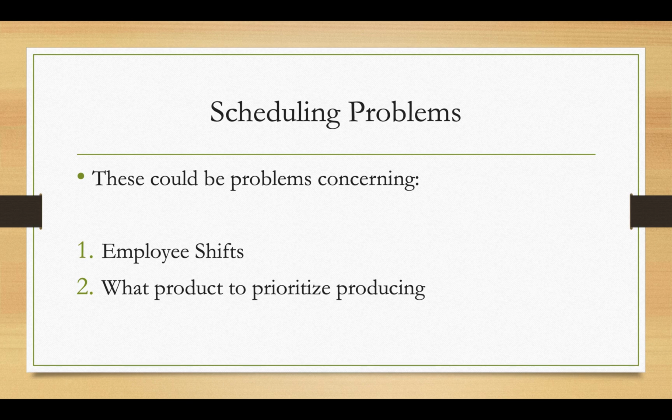What are some scheduling problems? These could be problems concerning employee shifts, what product to prioritize, producing in a product line, and many more.